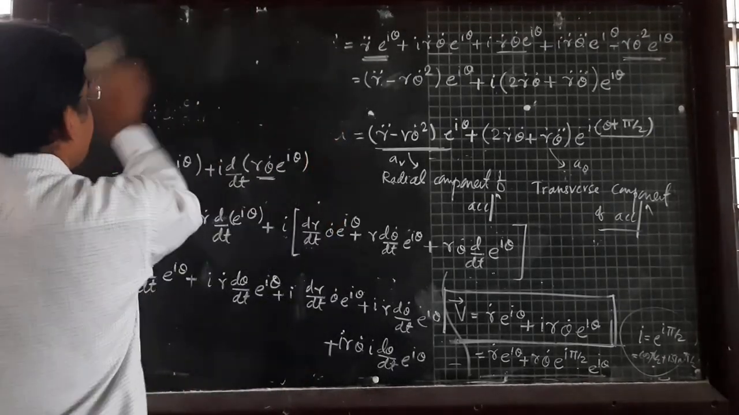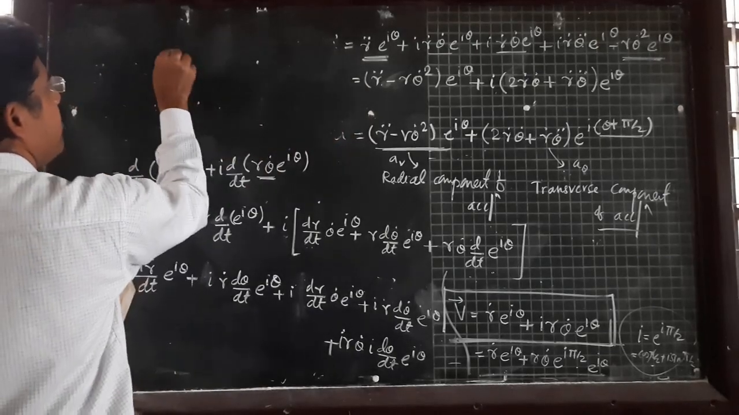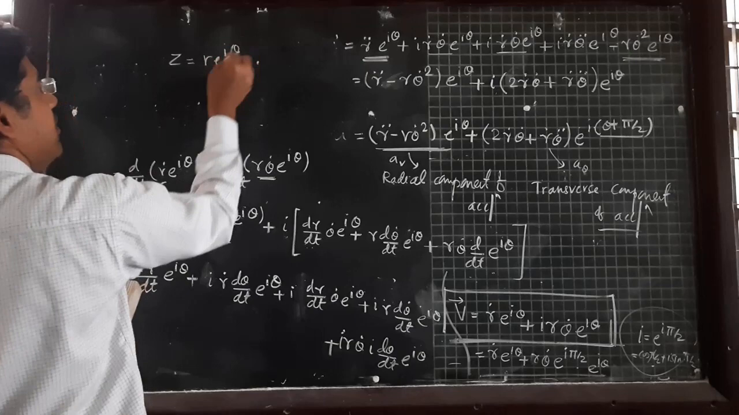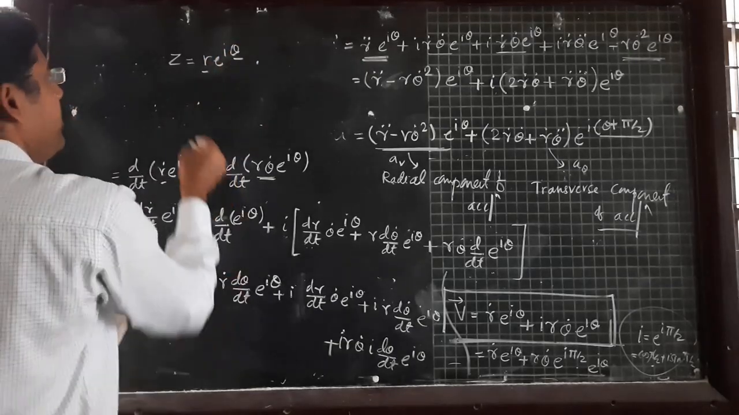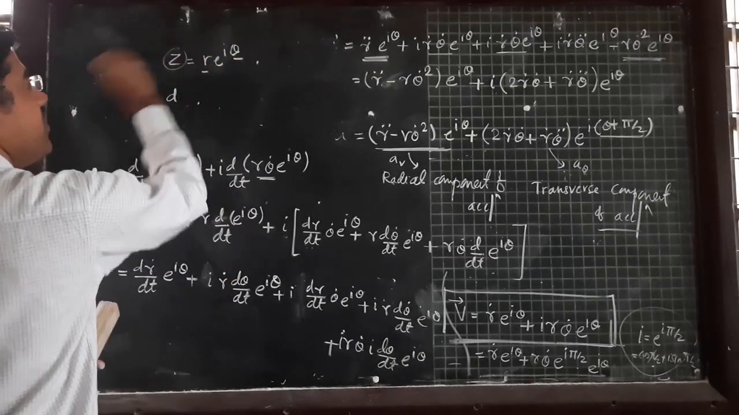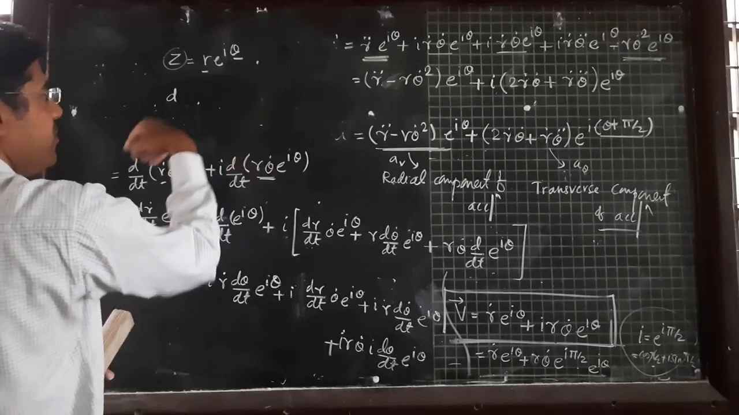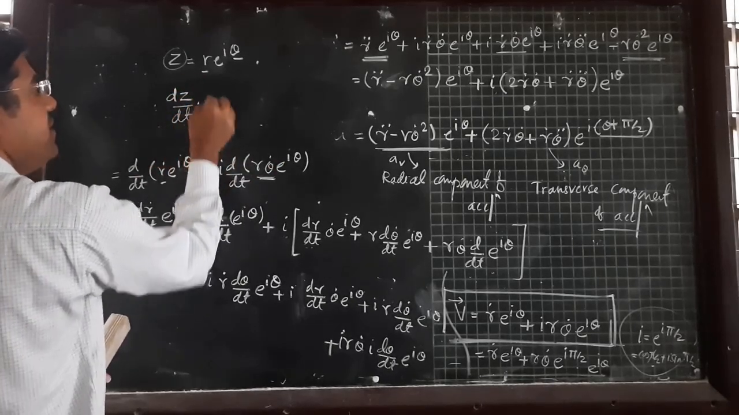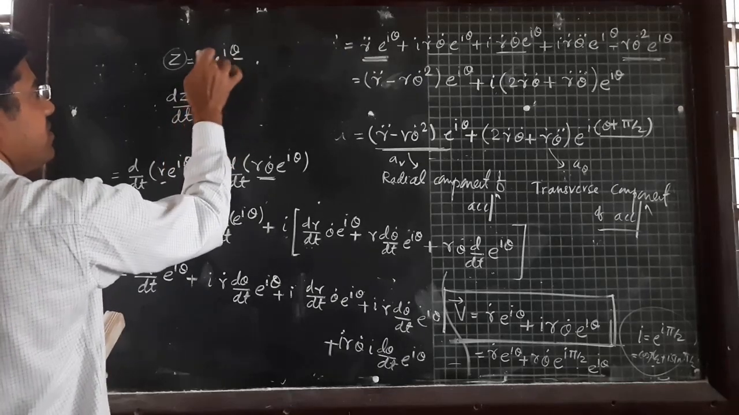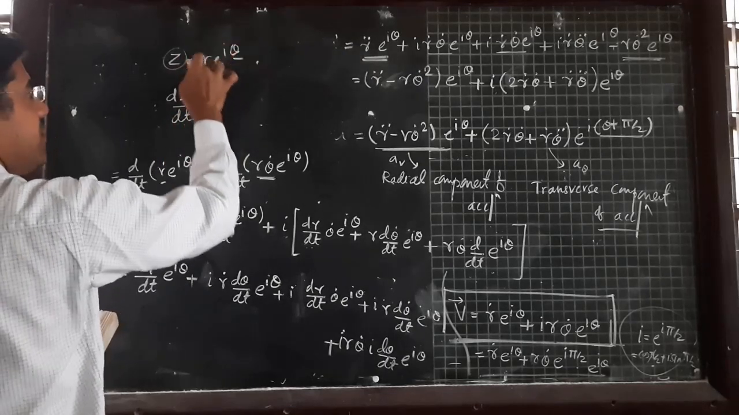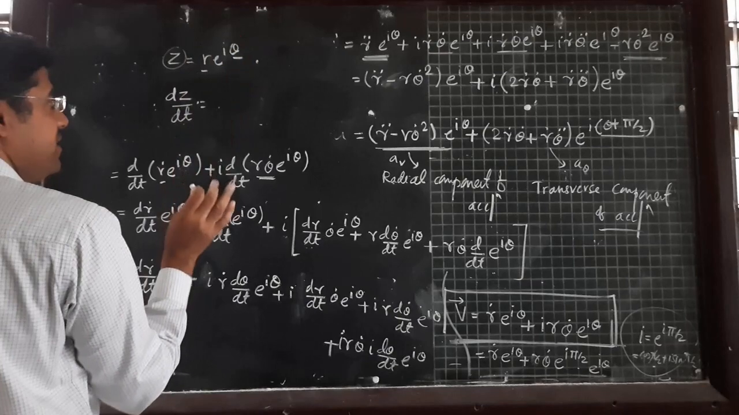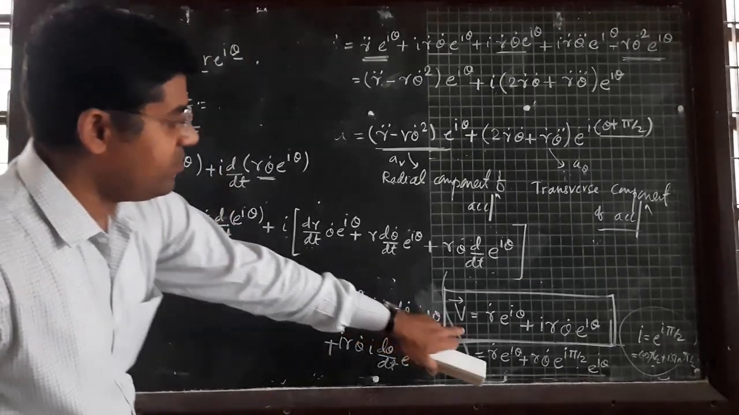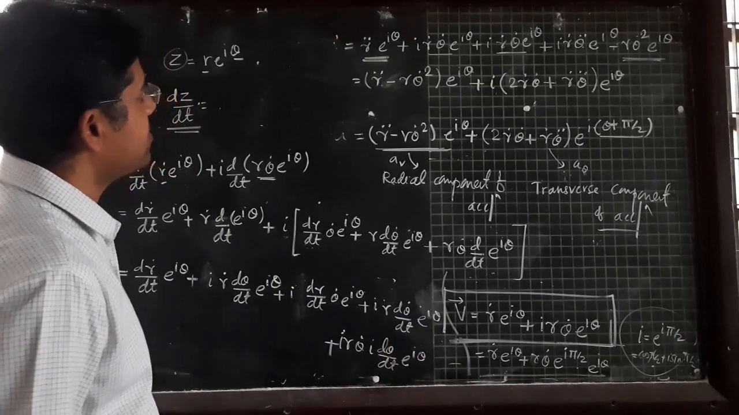We started with this particular point, so please remember z is equal to r e raised to i theta. Here both are functions of time. This is my displacement, you can consider the displacement of an object. This is dz by dt. Then we can find the differentiation of r as well as theta. This is my velocity component, and that will become radial as well as transverse.